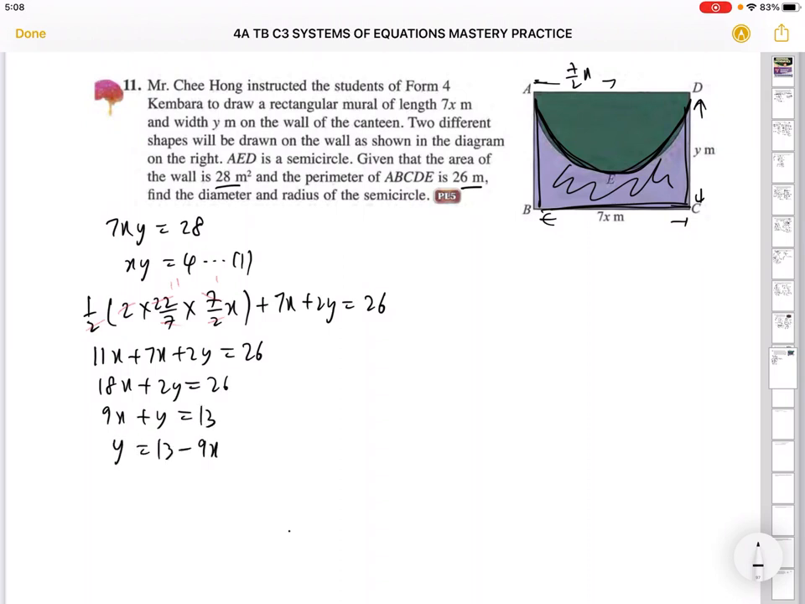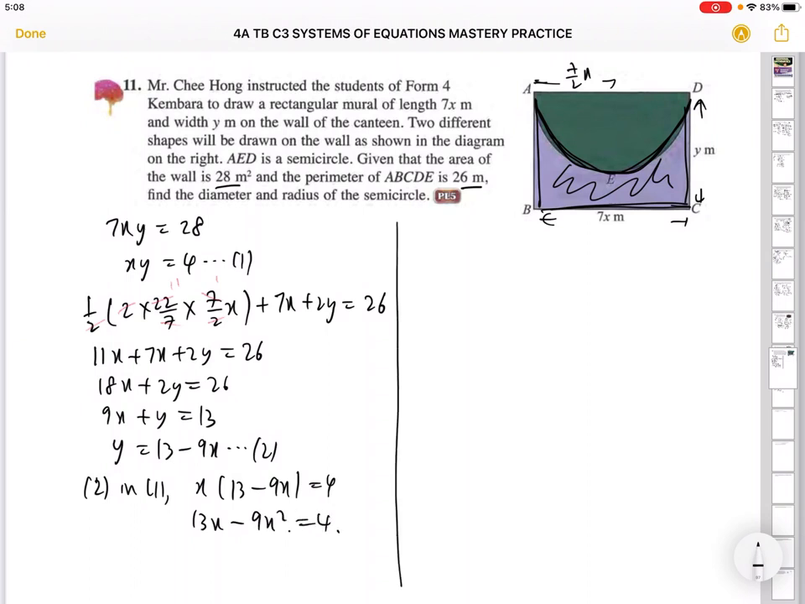So when you sub 2 into 1, x times 13 minus 9x equals 4. 13x minus 9x squared equals 4. Rearrange: 9x squared minus 13x plus 4 equals 0. You want a double bracket. So this is 9x, 9 times 4 is 36. I should use 9 and 4, minus, so x is 4 over 9 or x equals 1.